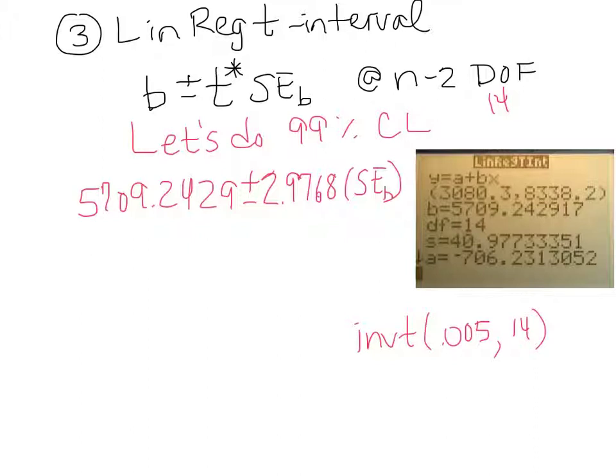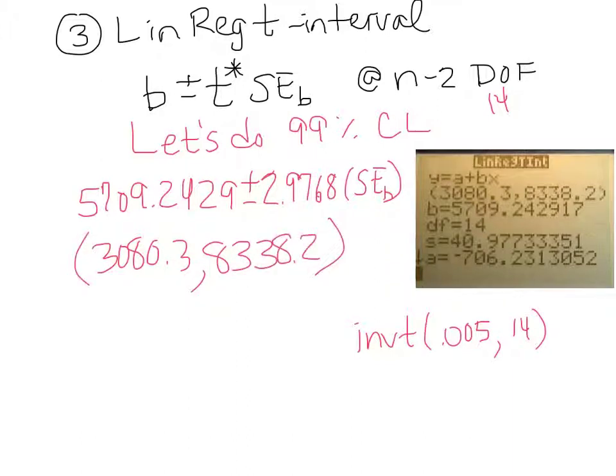So we're going to be looking at an interval of 3080.3, and then on the right hand side we have 8338.2. So there is our interval for our slope. We feel that the relationship between change in runs and change in average, or total runs scored in a year, should fall between 3080.3 and 8338.2, using our b value up here of 5709. So, we have quite a bit of error on either side of that.